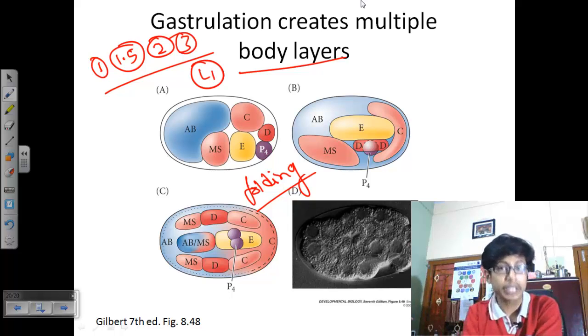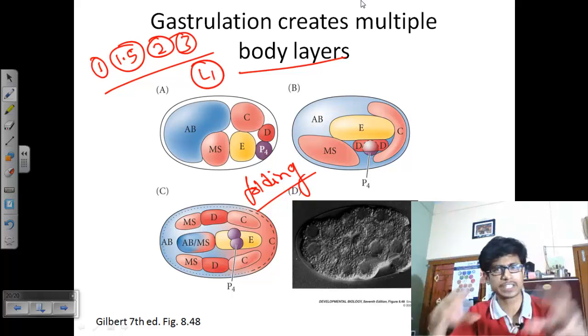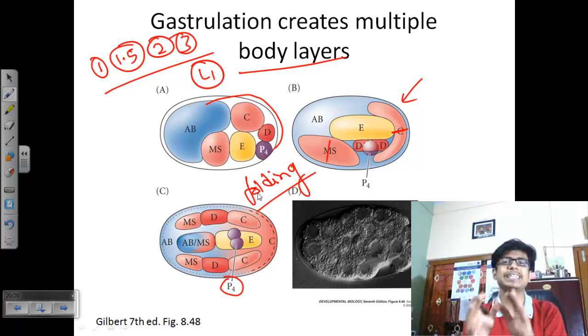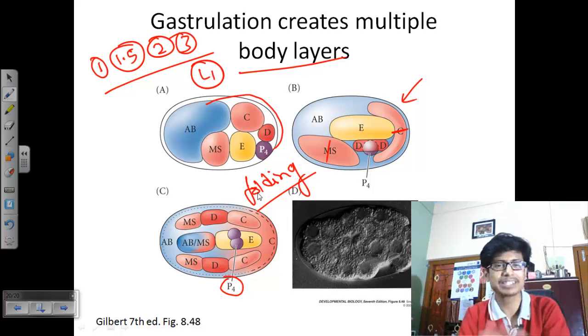And the final stage of gastrulation relies on the bulging out of cells, cells arranging like this, and then proper folding throughout. See, the AB region in gastrulation slowly starts to cover the whole area. Then C slowly starts to divide and segregate into two different parts. D also segregates into two parts. MS also segregates into two parts. AB remains there. E remains there. And there's a P4 region in the middle. This is the arrangement in gastrulation. Once this arrangement is done, there will be four different folds, and the L1 larva will be generated.